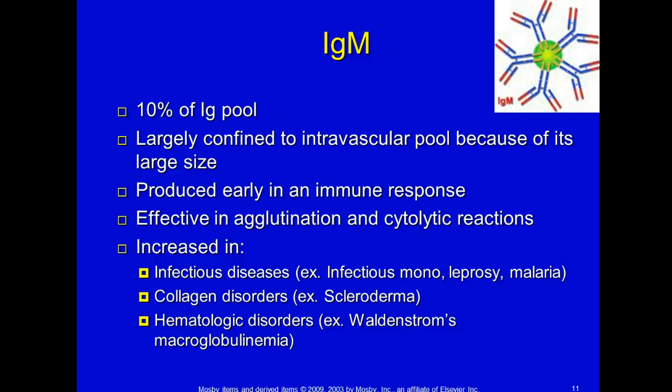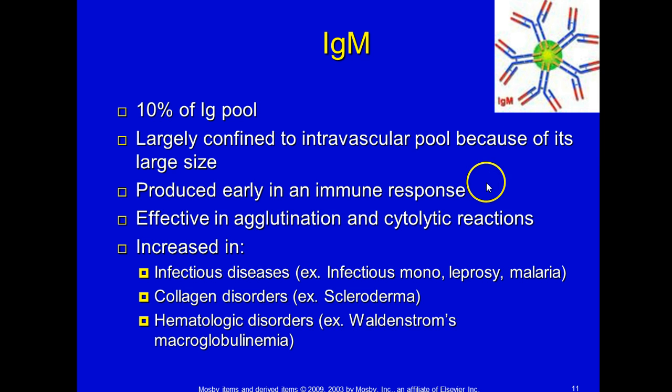IgM is only 10% of the immunoglobulin pool, but he is huge. As you can see in the picture of him in the top right-hand side, he has 5 pieces coming out of him, so we refer to him as a pentamer. Penta means 5, kind of like the Pentagon has 5 sides. This has 5 immunoglobulins coming out of it.